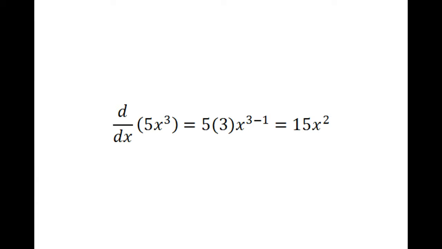For example, sa constant multiple rule, meron tayong given na 5x cubed. Katulad sa power rule, ibababa natin muna yung exponent. Pero in this case, imumultiply natin yung exponent sa constant na kasama ng x. So, magiging 5 times 3x. Tapos, magsasubtract pa rin ng 1 sa exponent. Magiging siyang 5 times 3x raised to 3 minus 1. And yung magiging final answer natin is 15x squared.